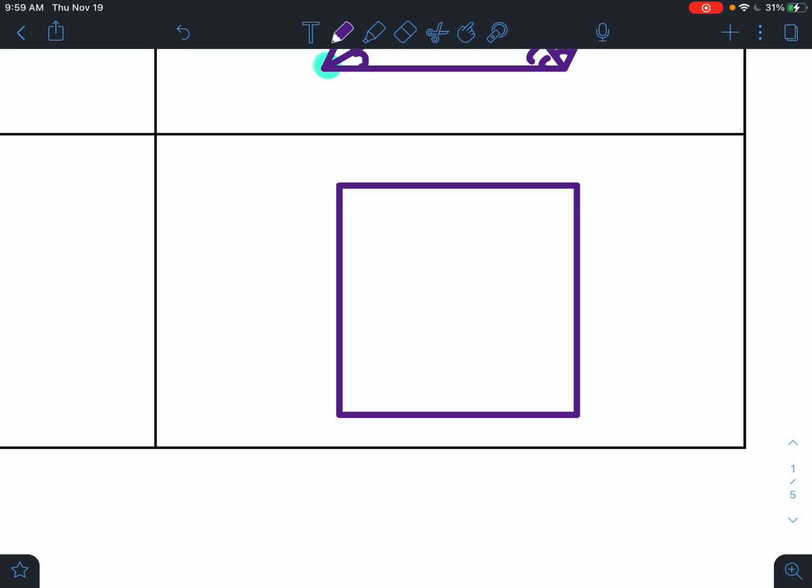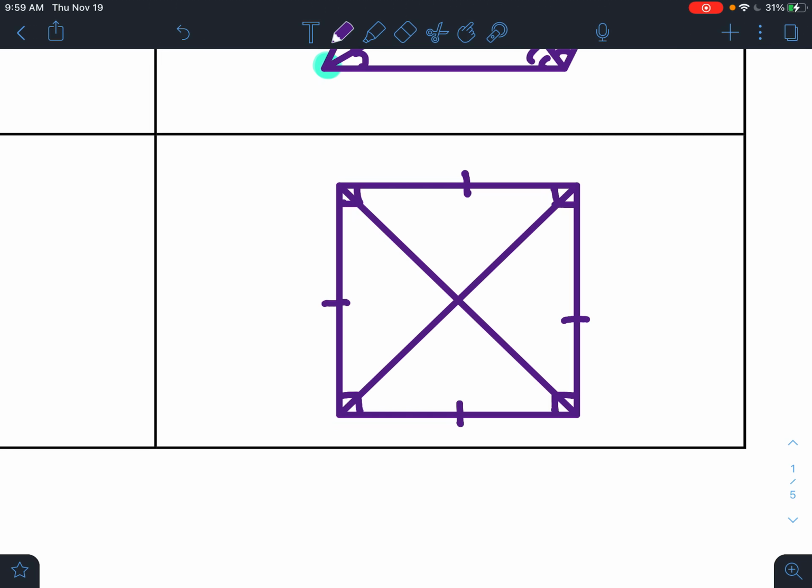Let's try to notate everything. One thing we know about the square is that they're all right angles, and that's coming from the rectangle. What we also know is that these sides are all congruent, and that's coming from a rhombus. If we draw in our diagonals now, we know that they're perpendicular, so this is a right angle. But we also know that they're congruent, so all 4 of these parts right here have to be congruent.